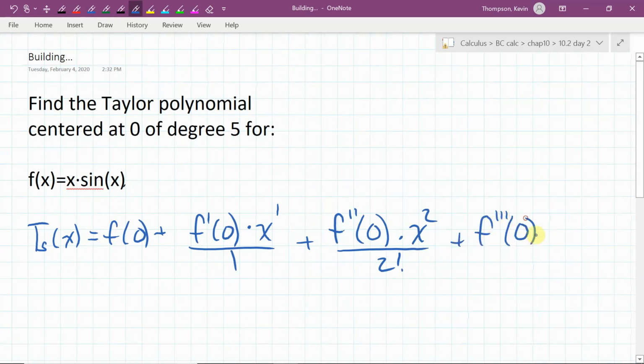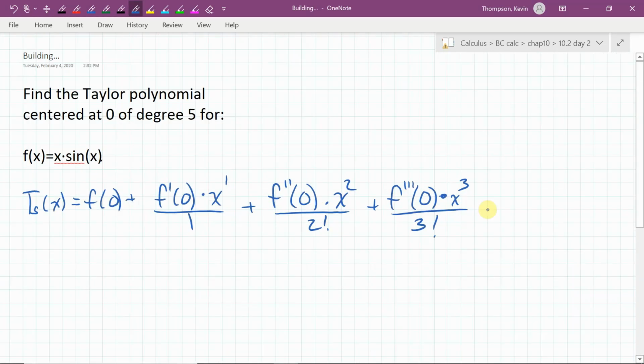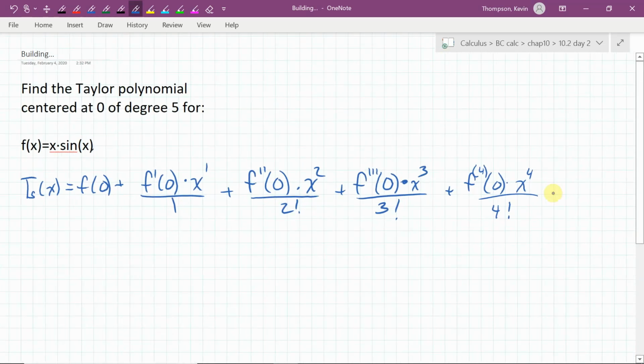So third derivative, fourth derivative, times x to the fourth, 4 factorial, fifth derivative. So this is what I just asked you to write out. Right? This is what I want. So first, that's the definition of the Taylor polynomial. That's what we looked at last time. Hopefully that's easy. The x's and the factorials are easy. The derivatives for this are not.